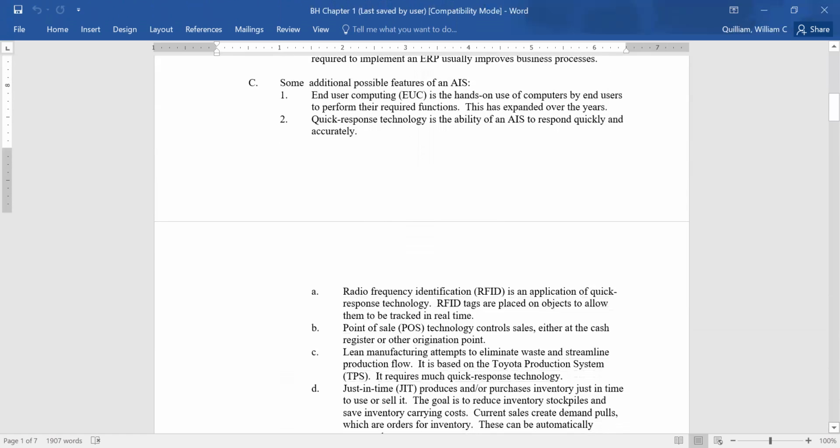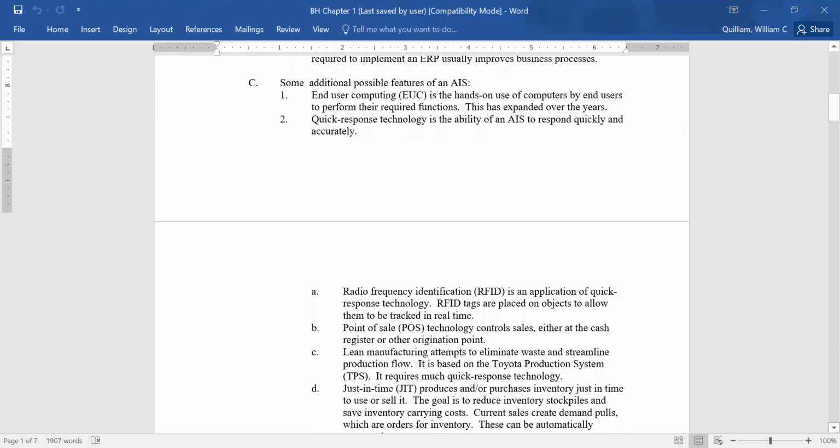Now let's see some additional possible features of accounting information systems. Well, end user computing is the hands-on use of computers by end users to perform the required functions. That's expanded over the years. So the computer on someone's desk can do a whole lot more than it used to, the employee being an end user.